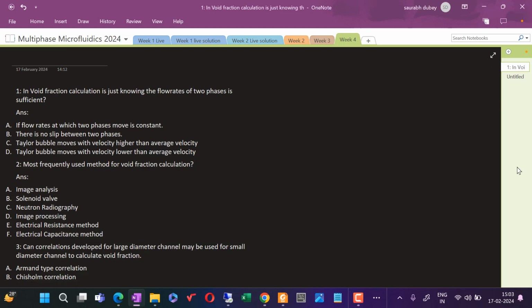So in this week of the lecture, we will be having this void fraction calculation for the microfluidic flows, and at the same time something about liquid regimes in the microfluidic channel, like if two liquids are flowing.